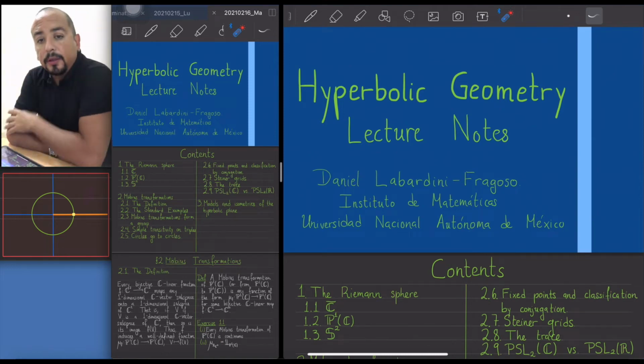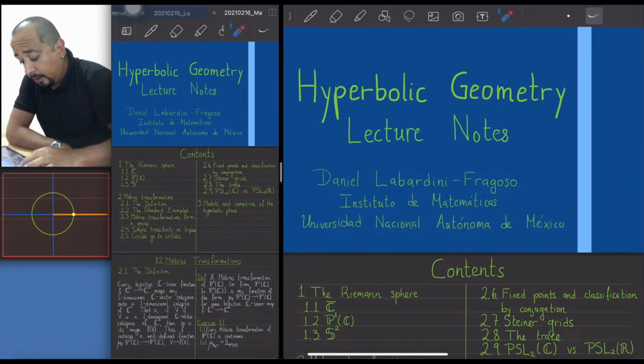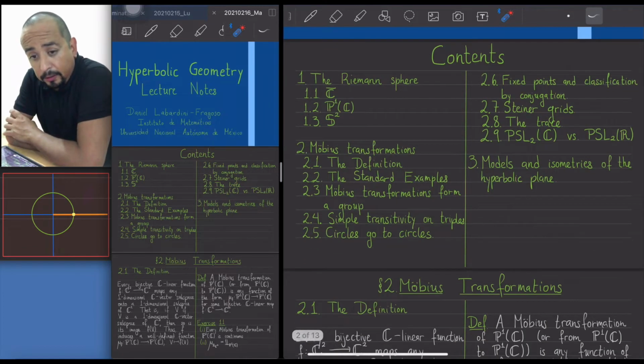Having studied some of the basic properties of the Riemann sphere in its three incarnations, namely C bar, the extended complex plane, P1C, the complex projective line, and S2, the unit sphere in R3, let us move on to introduce the next concept that is going to play a fundamental role during the course, namely the concept of Möbius transformation.